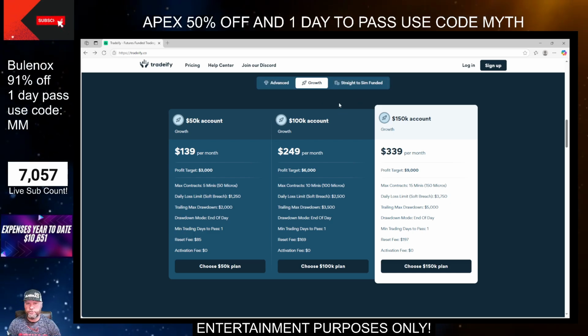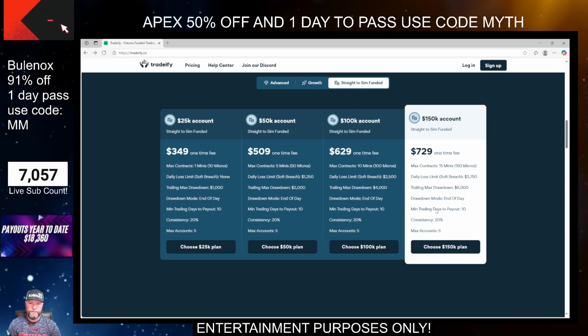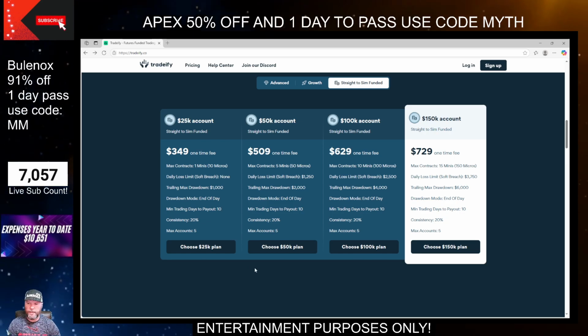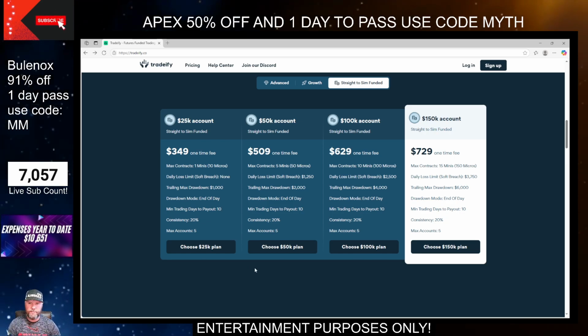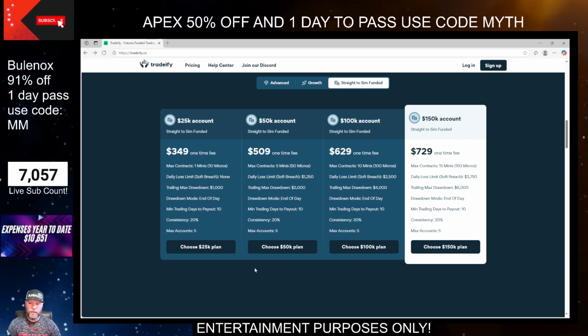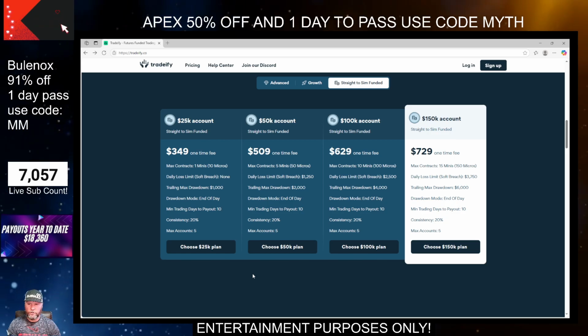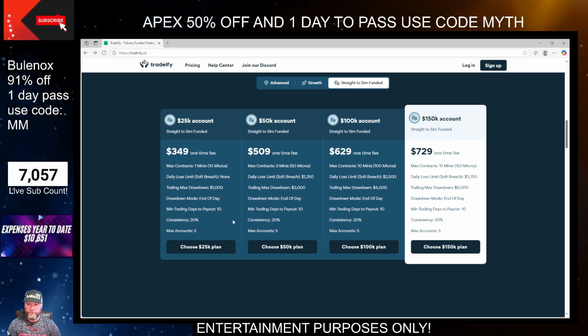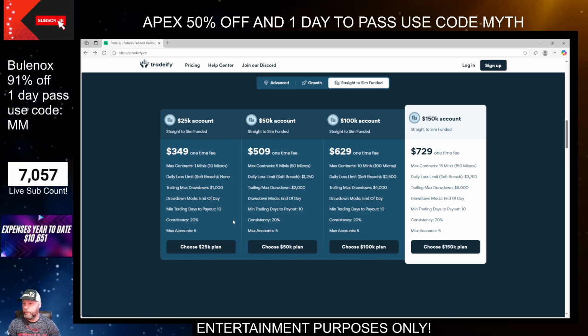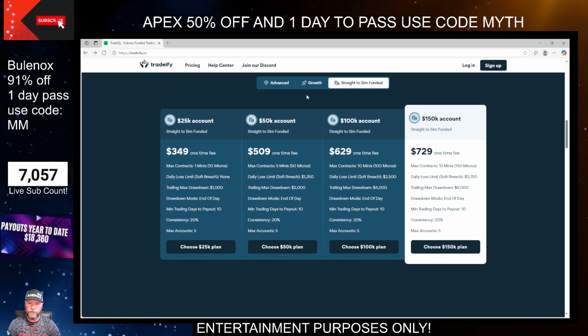And then they do offer straight to funded. So straight to funded, these are your account options. Again, currently you can get 35% off if you'd like. In these, there's no evaluation, and the consistency rule is 20%. Once you meet the drawdown plus $100, then you can request a payout. That's pretty simple on those.